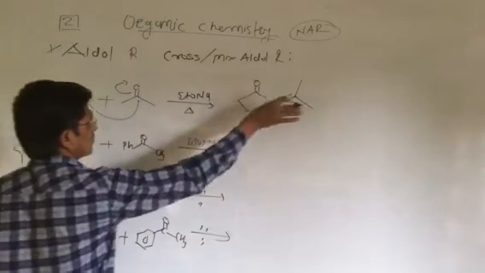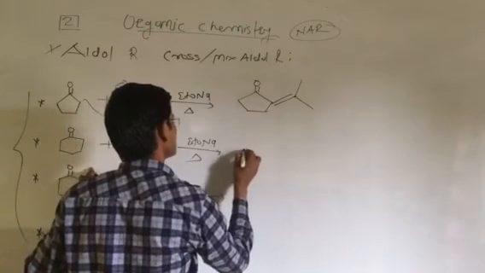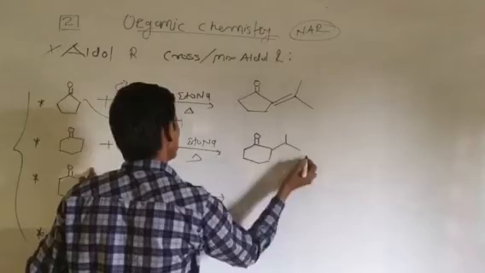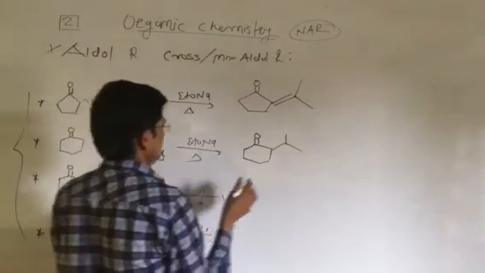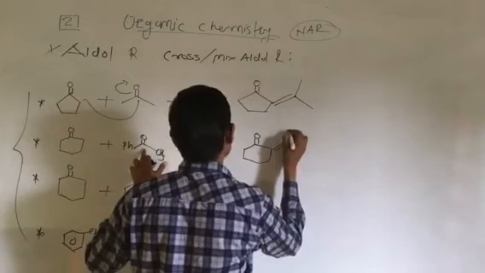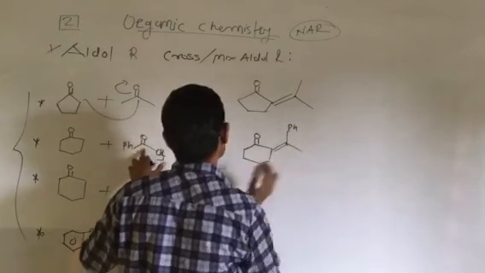1 2 3, 1 2 3. Again here the same product is obtained. This C double bond O forms COH, and a double bond is formed here. This one is the Ph group, and this one is a CH3.